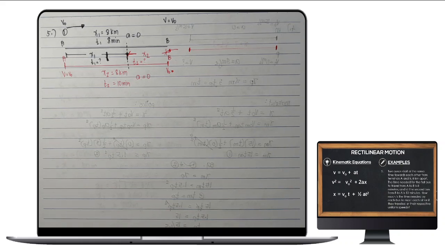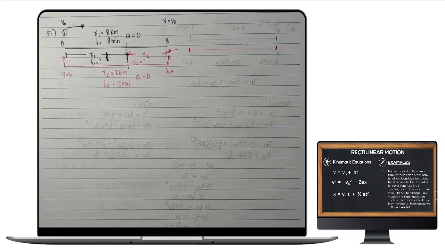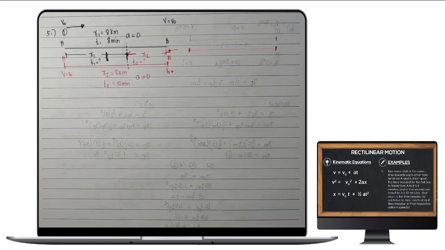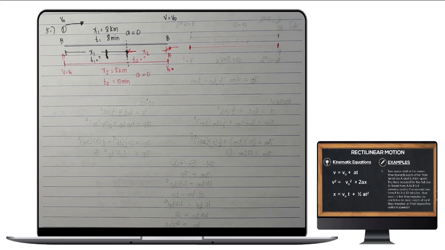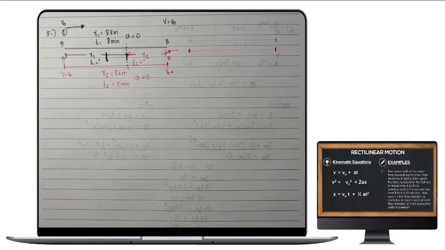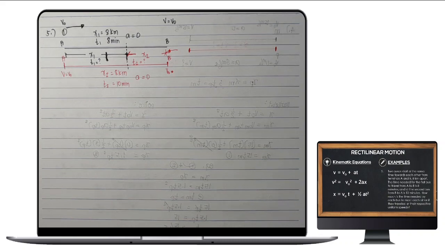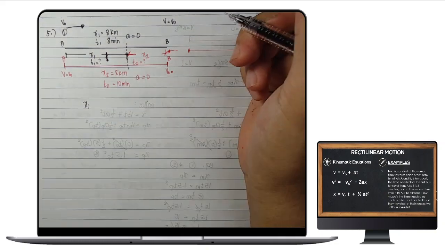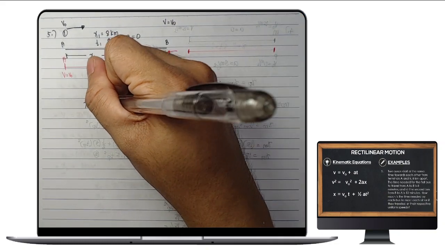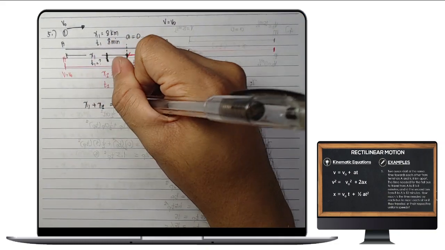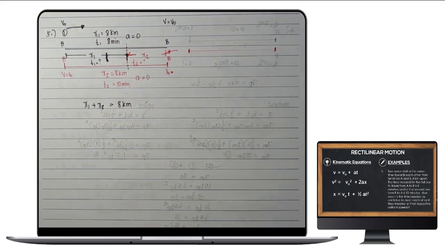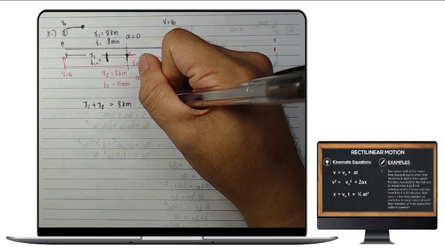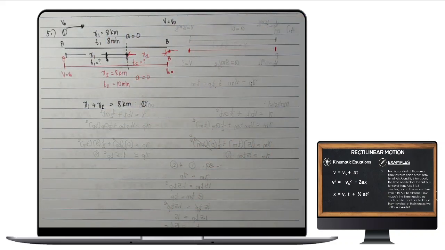Okay, so with that, let's draw some conclusions based on our figure. So we can say that the sum of the distance covered by bus 1 and the distance covered by bus 2 will be the total distance of 8 kilometers. So let's have this one as our equation 1.